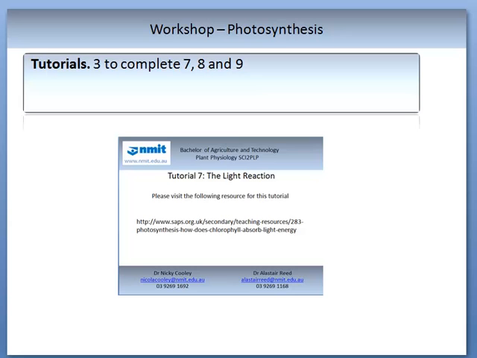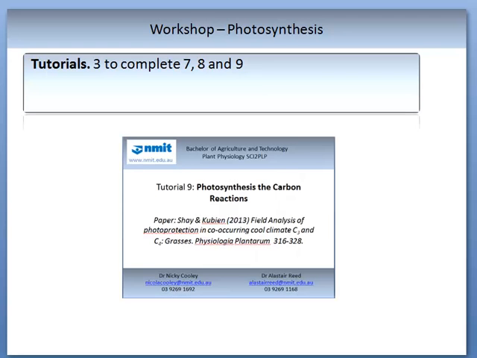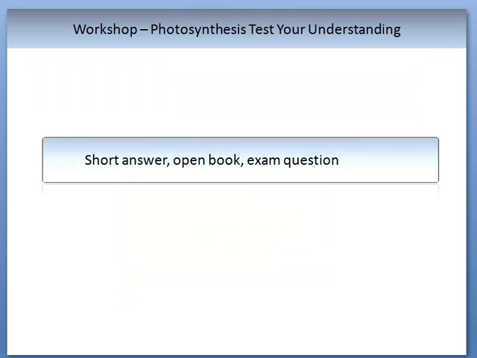There are 3 photosynthetic tutorials that I would like you to ensure that you complete. The first is tutorial 7 on the light reaction. The second is a data interpretation exercise on the effects of pruning, rootstock variety and water stress on vine carbohydrate partition status. This is tutorial 8. And the final tutorial to complete on the topic of photosynthesis is tutorial 9 on photosynthesis carbon reactions. Tutorials 7 and 9 have been covered in class. Tutorial 8 has not. Attempt the exercise and bring it along to your next tutorial.